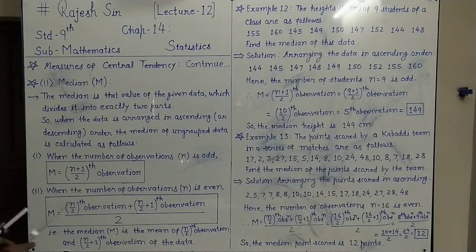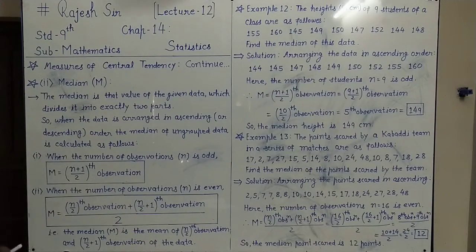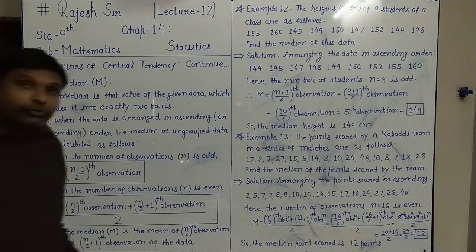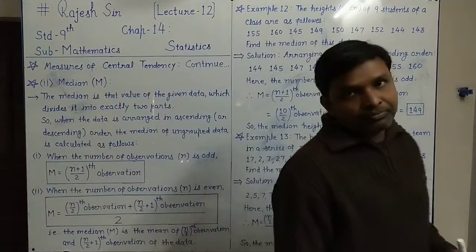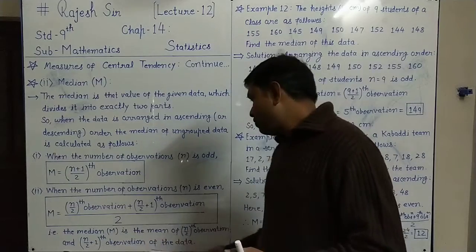And when the number of observations n is even, then we have to use this formula: M equals the n by 2th observation plus the (n by 2 plus 1)th observation, whole upon 2. What does this mean? This means the median M is the mean of the n by 2th observation and the (n by 2 plus 1)th observation of the data in case n is even.